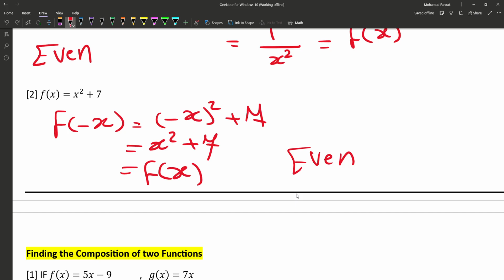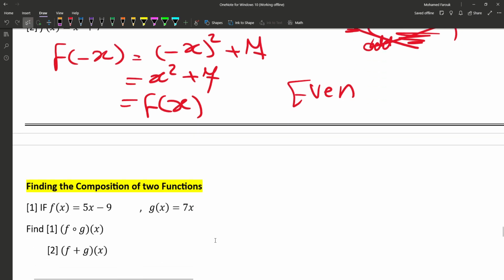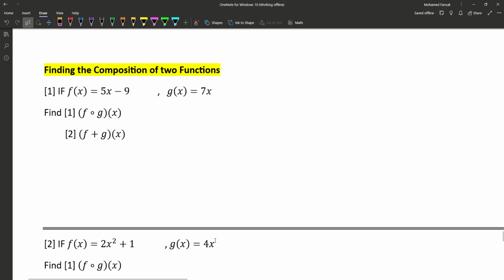If you got a different expression here, you will take the negative as a common factor, and then you will compare this part with the original function. If it was the same, it will be odd. If it's not the same, it will be neither even nor odd. Okay. Next one, finding the composition of two functions.